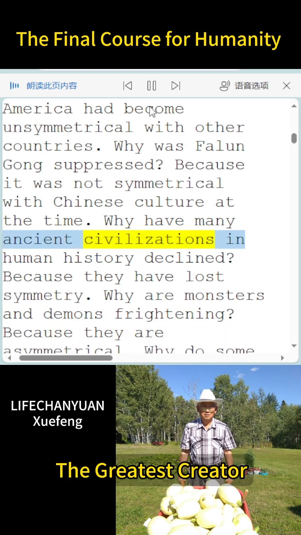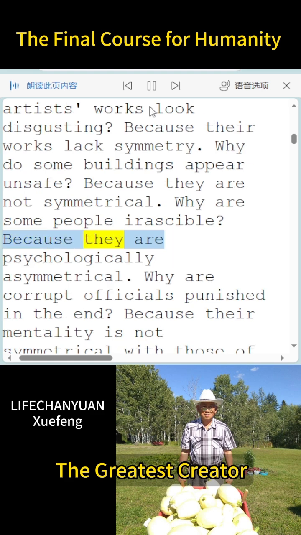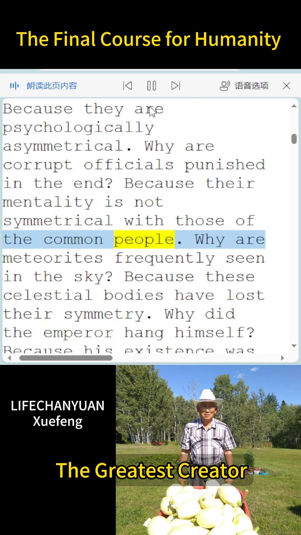Why have many ancient civilizations in human history declined? Because they have lost symmetry. Why are monsters and demons frightening? Because they are asymmetrical. Why do some artists' works look disgusting? Because their works lack symmetry. Why do some buildings appear unsafe? Because they are not symmetrical. Why are some people irascible? Because they are psychologically asymmetrical. Why are corrupt officials punished in the end? Because their mentality is not symmetrical with those of the common people.